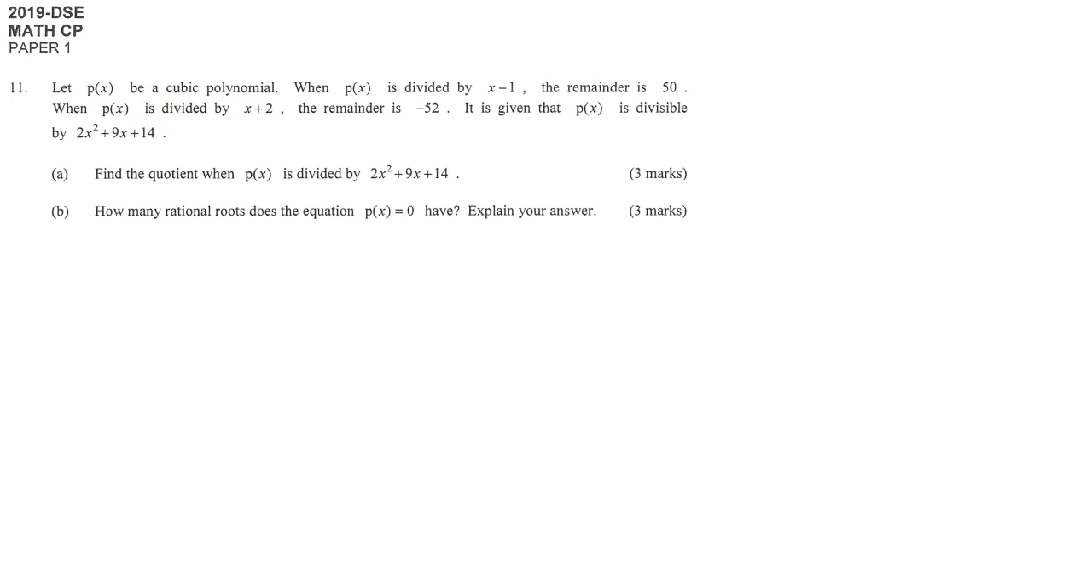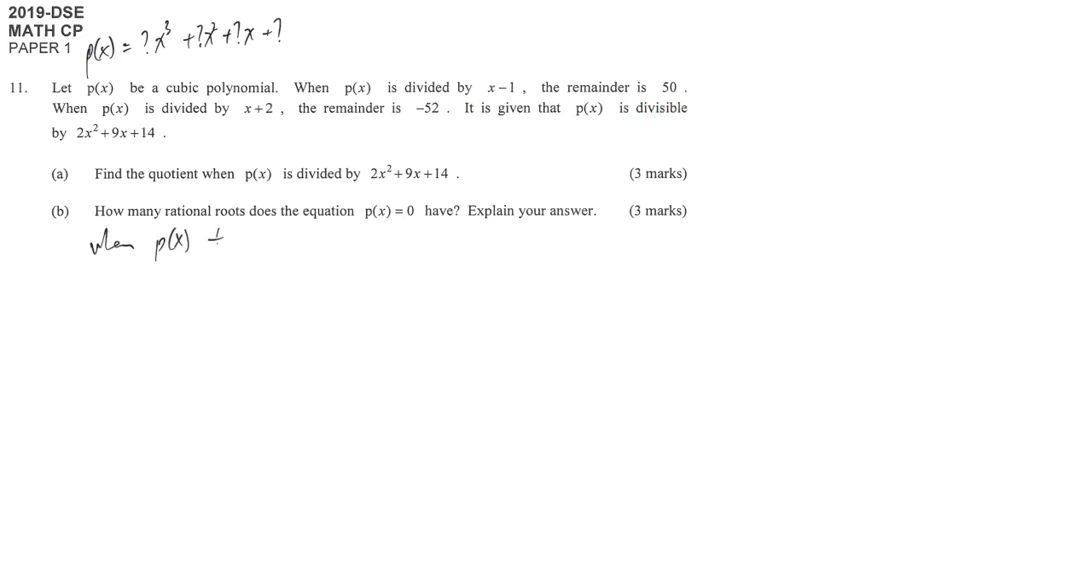So, cubic polynomial, that means P(x) should equal something x power 3 plus something x power 2 plus something x plus something. It should be this format. And then they tell you that P(x) divided by x minus 1, the remainder is 50.